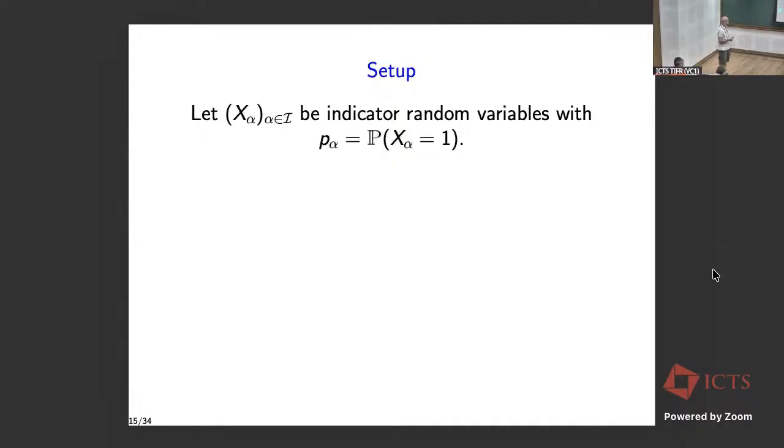So here's the setup. We have a family of indicator random variables, and we assume that p alpha is the probability that X alpha equals 1, which is of course also its expectation. We're looking at the sum. That's what we're interested in. Of course, these can be dependent. We're no longer assuming independence. They can be dependent in any way. And lambda, that's how we choose the parameter for the Poisson approximation. It's just the mean, just the sum of these p alphas.